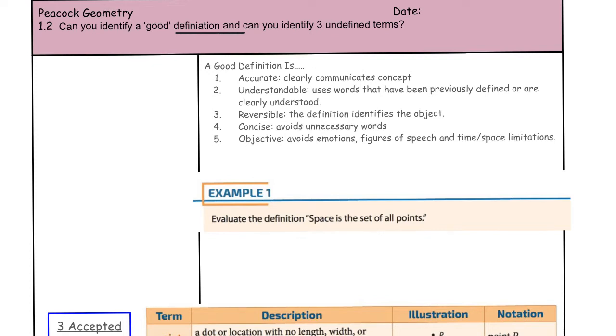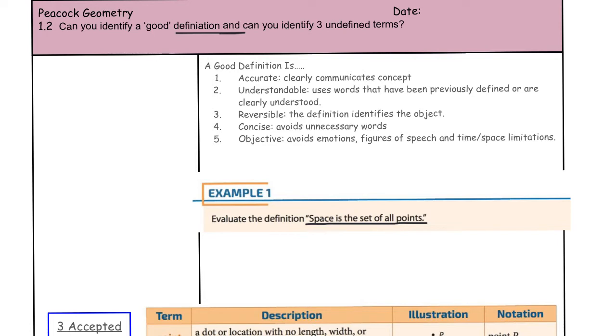Okay, so we're going to look at example 1, and we're going to evaluate the definition of space. It says the definition of space is the set of all points. So we're going to go through each one and evaluate it. Is this accurate? The object that is named is defined. Okay, space, the set of all points. The definition is not ambiguous, meaning we understand what that means. Space is the set of all points. It is defined.